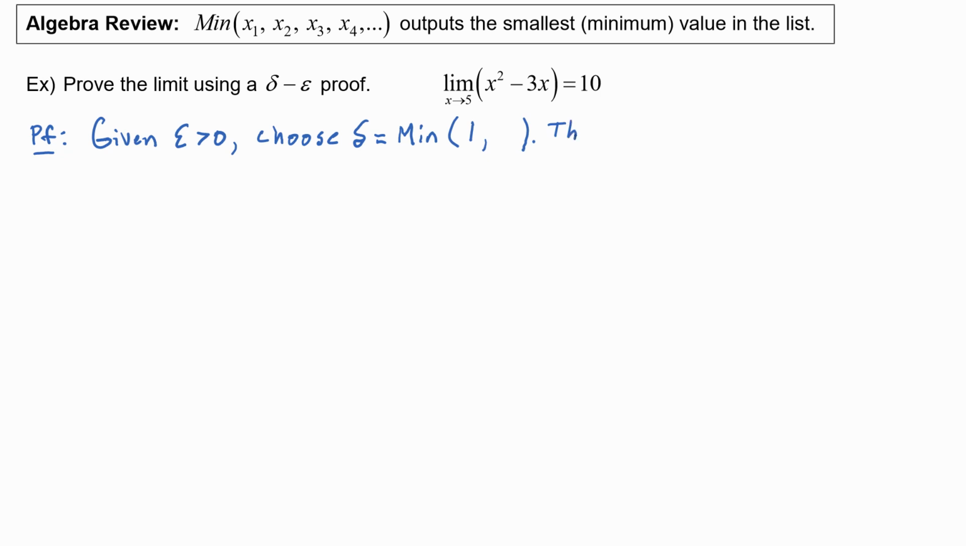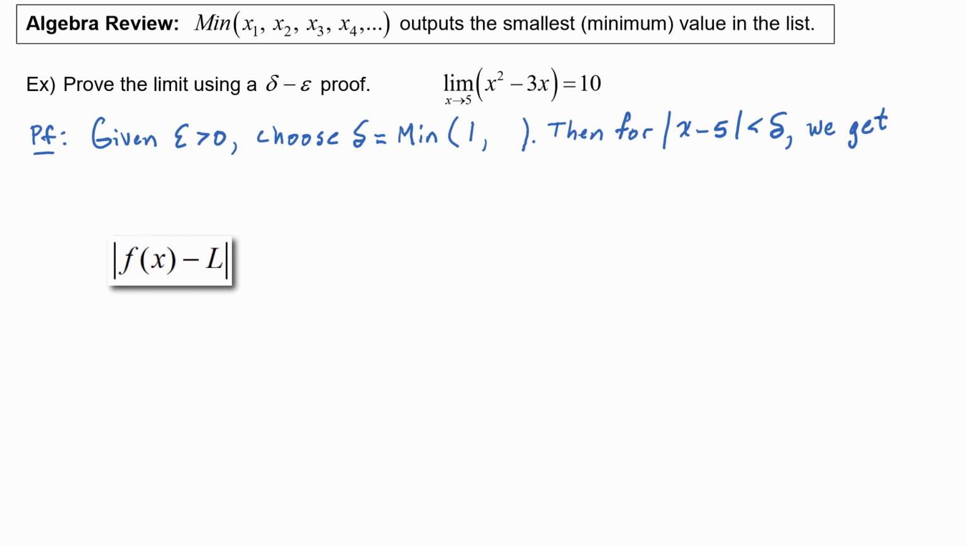Then, for absolute value of x minus 5 less than delta, because our value for c is 5, we get. Now we have to look at the absolute value of f of x minus L. So that's the absolute value of the quantity x squared minus 3x minus L, which is 10.